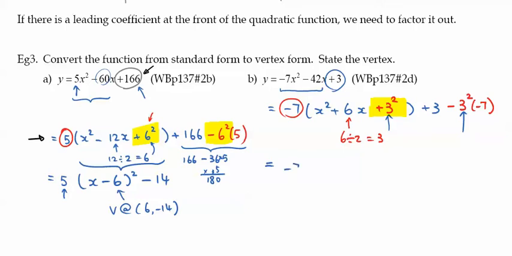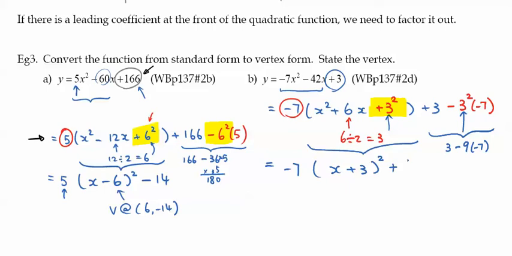So now the -7 stays at the front. These 3 terms here will create a perfect square, x plus 3. And then the last part is 3 minus 9 times -7, or 63. So 3 plus 63 will give us 66. And we have the vertex at -3, positive 66. This will give us a parabola that opens downward and is narrower 7 times.